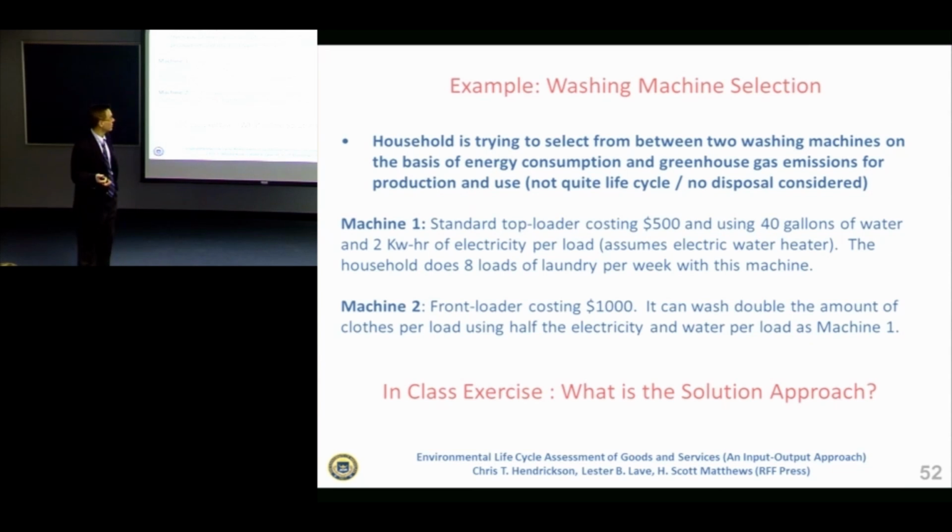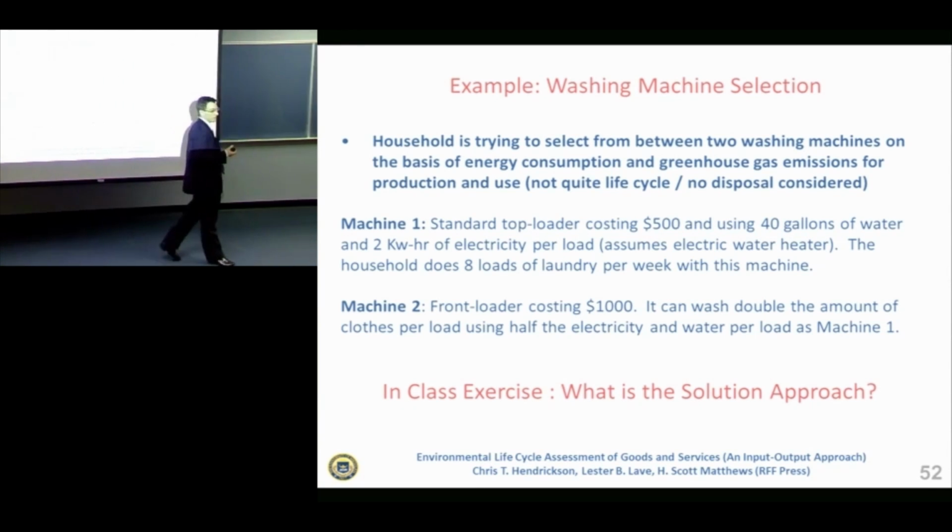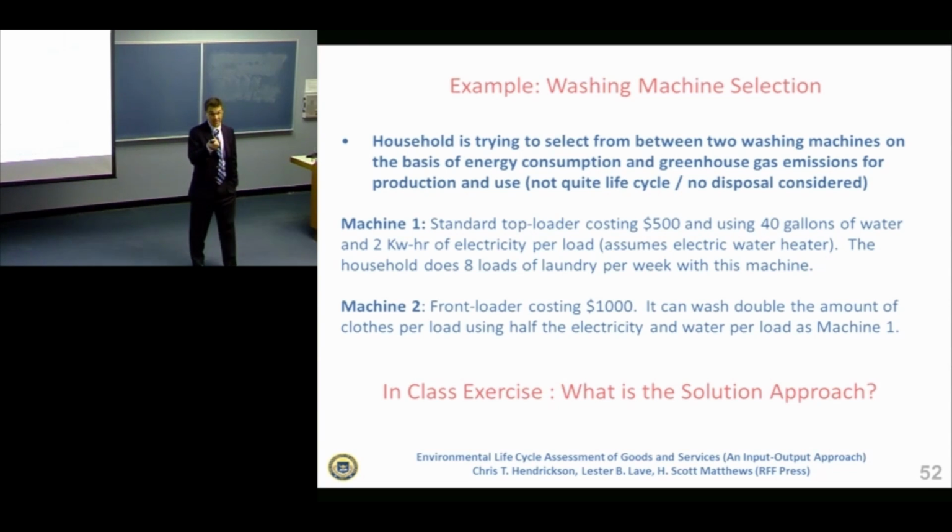Now, how would you do a consequential LCA on this? Go ahead. Well, the inputs here, consequential LCA, your price, and then your performance attributes. So you know the initial cost of each washing machine, but then you can also weigh performance as the capacity of the washer, the energy usage, and the water usage. Yeah, that's exactly right.